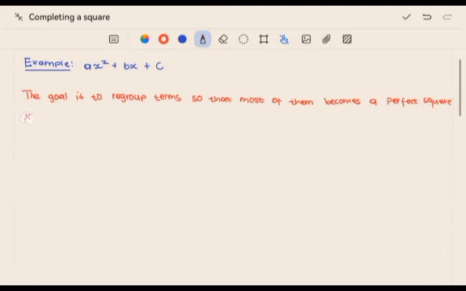A perfect square is something in this form: x plus d, squared. The little chunk in your equation is the constant that comes after this perfect square. So you will have a chunk on the side; it's just a constant coming after the perfect square.